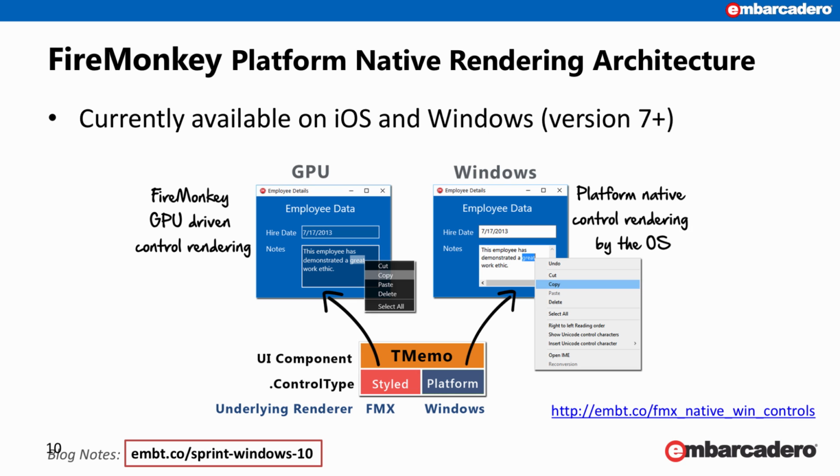Also, we have the ability to have native rendering on Windows now. So previously this was an iOS feature that we had where you can specify the control type from styled, which is the default, where it's rendered by FireMonkey on the GPU, to platform, where FireMonkey hands off the control to the OS, and then the OS performs the rendering. So this gives you some slightly different look and feel as well as behavior. So here's an example of the memo and edit that are changed. The memo, if it's rendered by FireMonkey, has the FireMonkey pop-up menu, and if it's rendered by the OS, it has the OS pop-up menu.